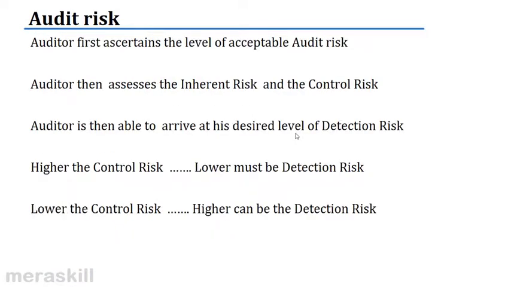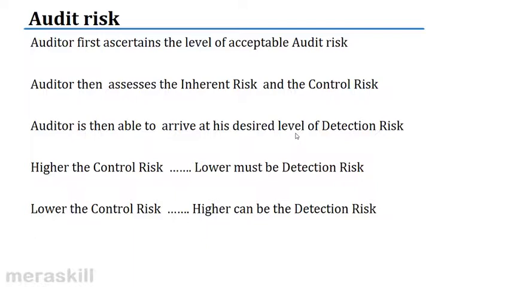Auditor will first ascertain the level of acceptable audit risk. How much? What should be the audit risk first? Clear? Then he will assess the inherent risk and the control risk. Followed, what is the audit risk required? Once he arrives at that, he tries to make an assessment of the inherent risk which is there. Then he studies the control risk. So then he knows now what can be his detection risk.